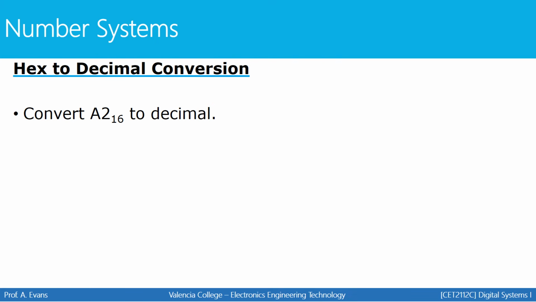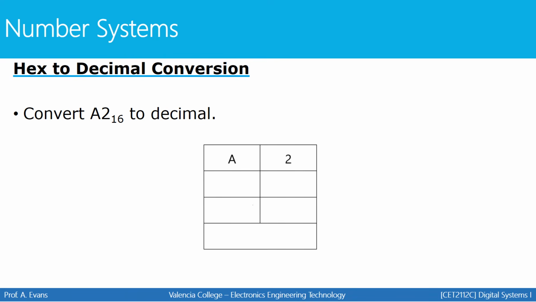Here's another example where we're going to convert A2, which is base 16, to decimal. Here's my table. I'm going to fill in my place values first. Remember that 16 is because I have a base 16 number. And multiply each place value by our number above. Remember, A represents the number 10. Simplify and add these together, and you'll get 162. So A2 in hex is equal to 162 in decimal.